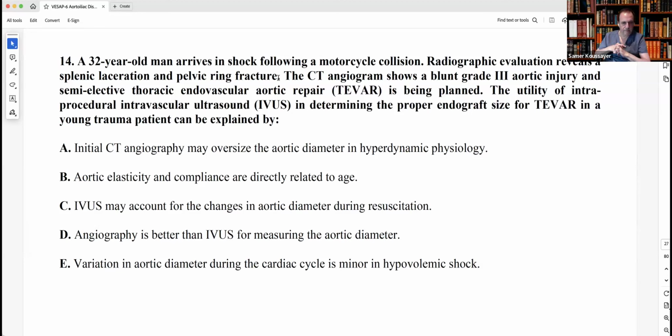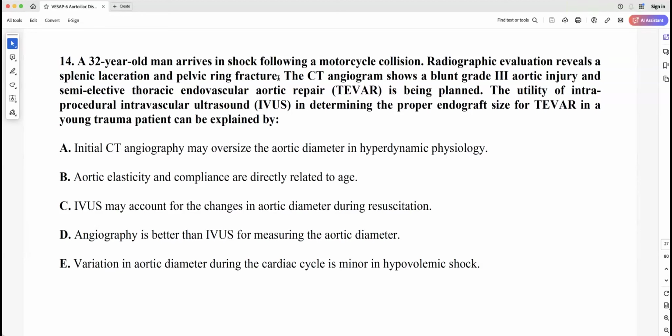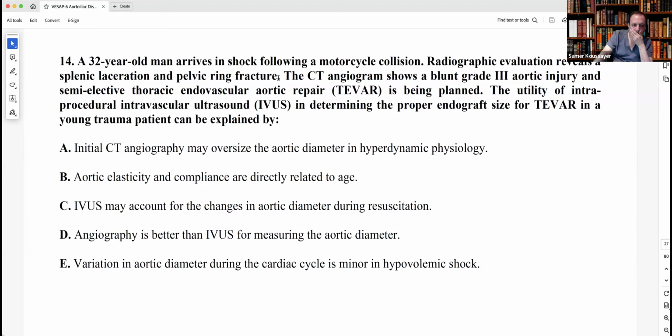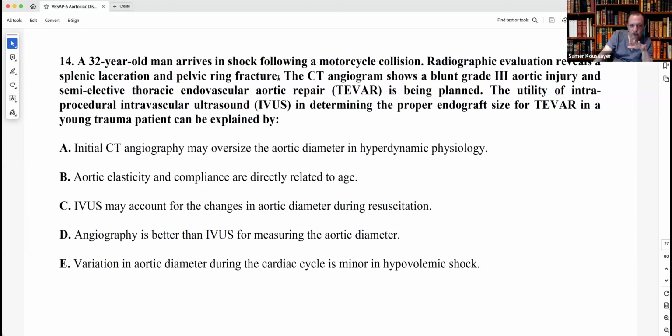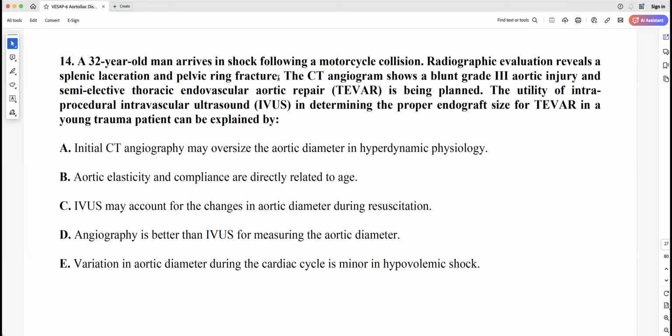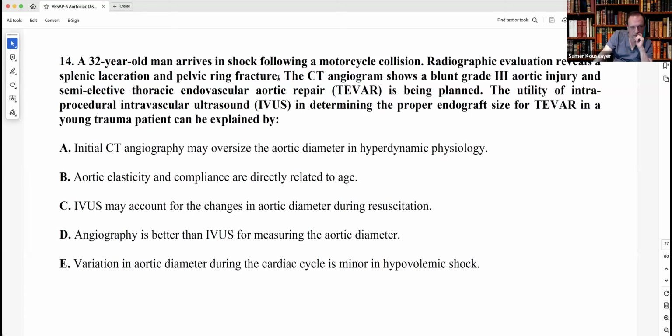Okay, last one. Variation in aortic diameter during the cardiac cycle is minor in hypovolemic shock. Is this true? Not minor. The pulse pressure will be different. No, the variation should be high between systolic and diastolic. In a normal person the change between systolic and diastolic is about 10%, especially in the anterior wall.